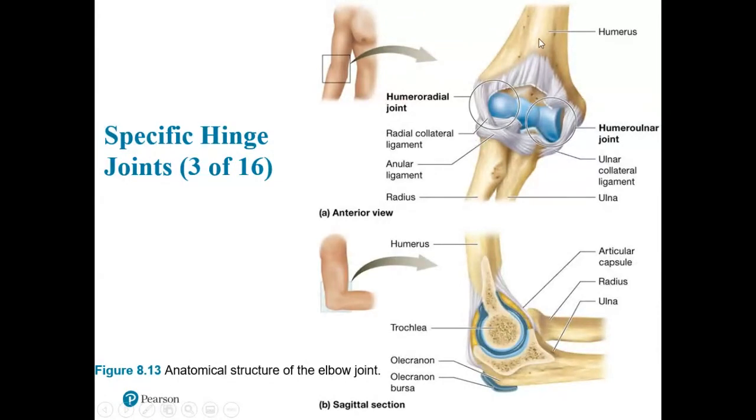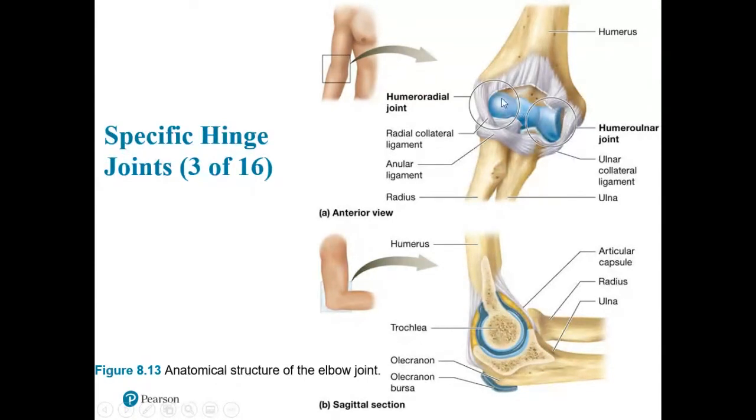They occur between the humerus, the radius, and the ulna. Recall that the radius is on the thumb side of the arm, and the ulna is on the pinky side of the arm. So they make at least two joints right here. They make the humeroradial joint, which is right there, so the humerus and the radius joining together. And the humeral ulnar joint, so the humerus and the ulna join together.